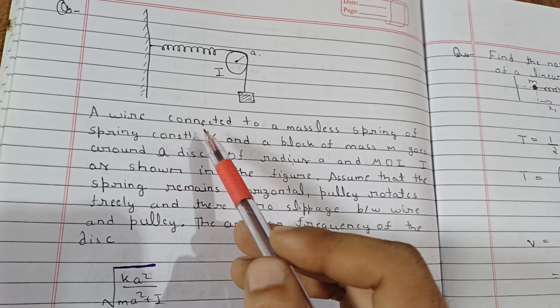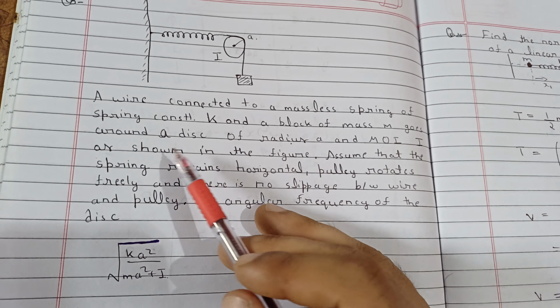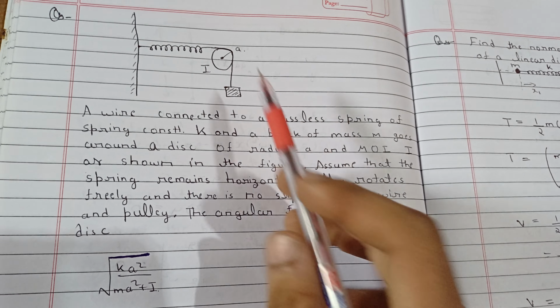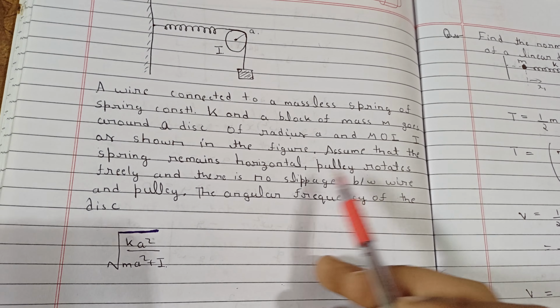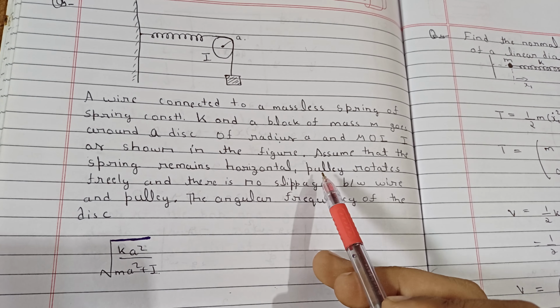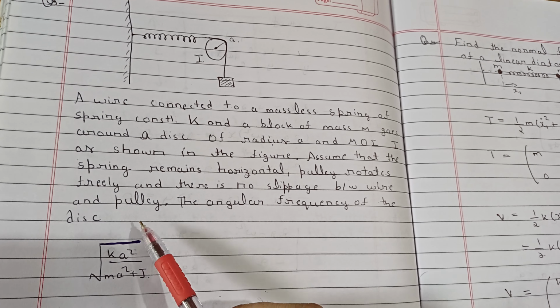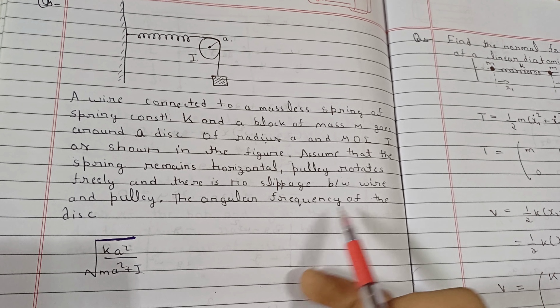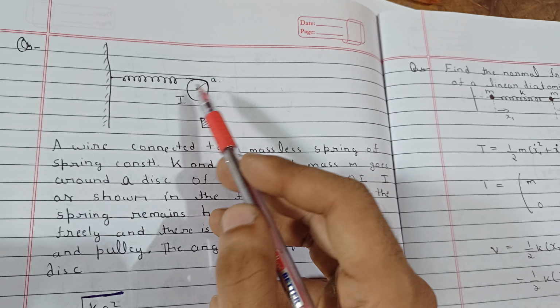So the question is: a wire connected to a massless spring of spring constant K, and a block of mass M goes around a disc of radius A and moment of inertia I, as shown in the figure. Assume that the spring remains horizontal. The pulley rotates freely, and there is no slippage between the wire and the pulley. The angular frequency of the disc is? So we need to find the angular frequency for this disc.